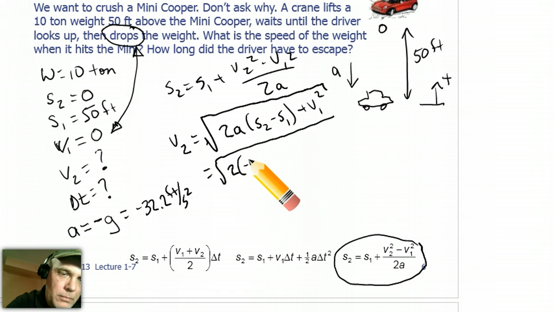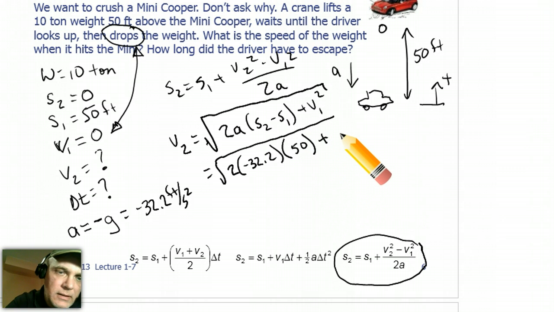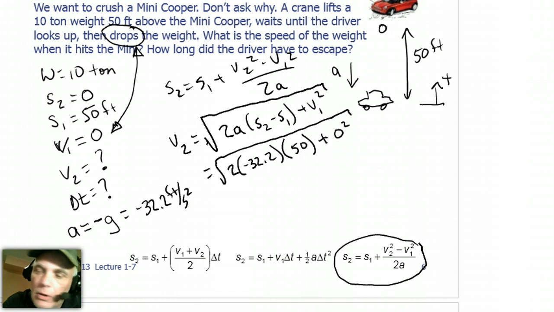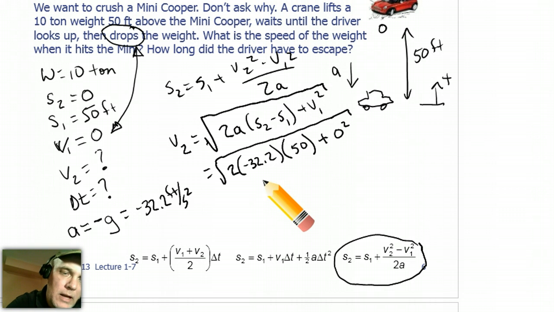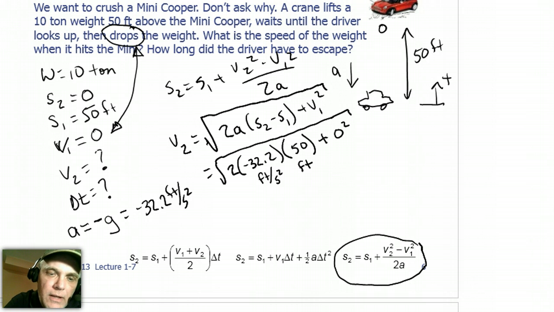Here's where you've got to be careful. Minus 32.2 feet per second squared. S2 minus S1 is 50 feet plus V1, 0 squared. Remember our units. I didn't write them in here, but they need to be consistent, so I'll write them below. This is feet per second squared, and this is feet. I'm solving for V2, so I've got feet times feet over seconds squared, all under a square root sign, so that will give me the velocity in feet per second.